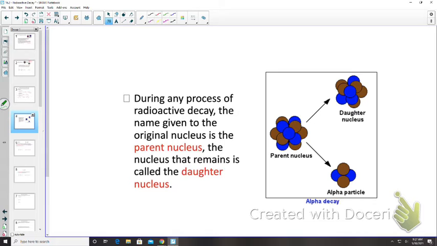And as we just mentioned, during any process of radioactive decay, the name given to the original nucleus is the parent nucleus, and the nucleus that remains, which is not the alpha particle or the helium nucleus, is called the daughter nucleus, which we just identified on the last page.